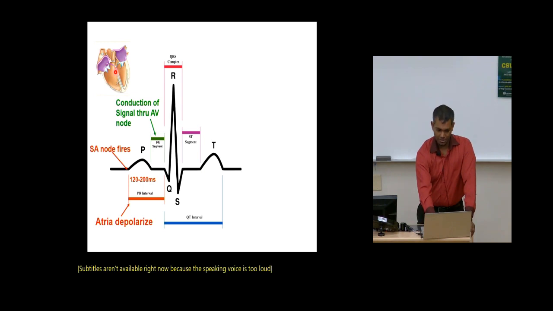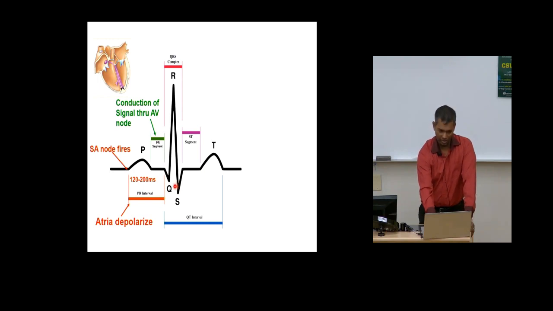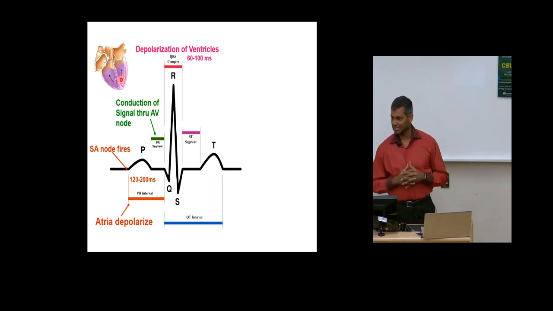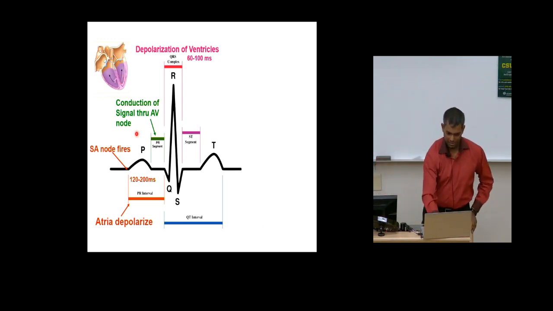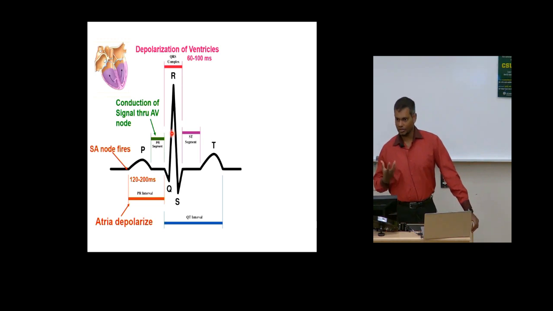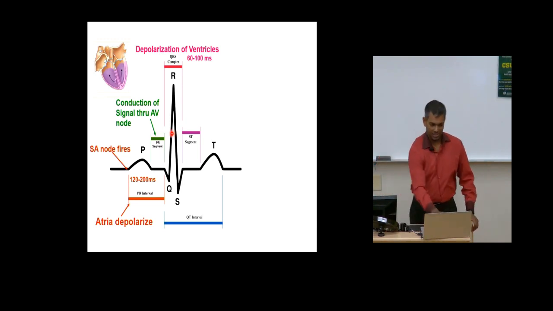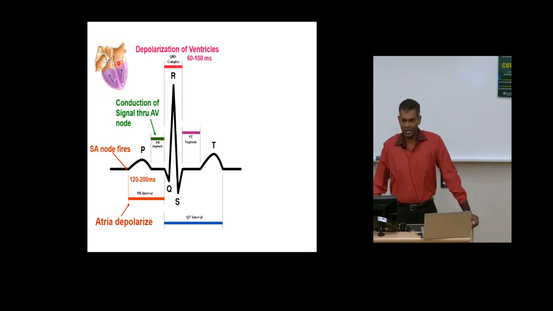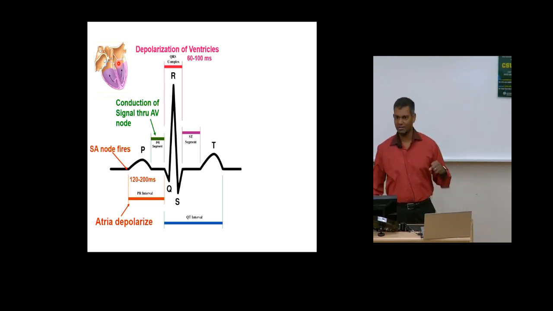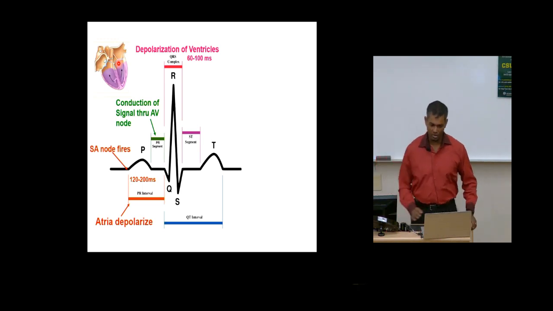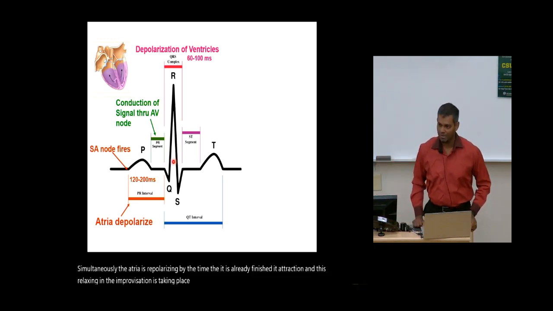And once the action potential reaches the AV node, we find that it's going to travel down the interventricular septum, and its traveling down the interventricular septum is depicted by this Q wave here. And then this entire QRS complex is denoting the whole ventricle depolarizing and contracting. Now, while this QRS complex is indicating the ventricular depolarization, simultaneously the atria is repolarizing. By that time, the atria has already finished its contraction and it is relaxing, and the repolarization is taking place. That's what is happening during the QRS complex.